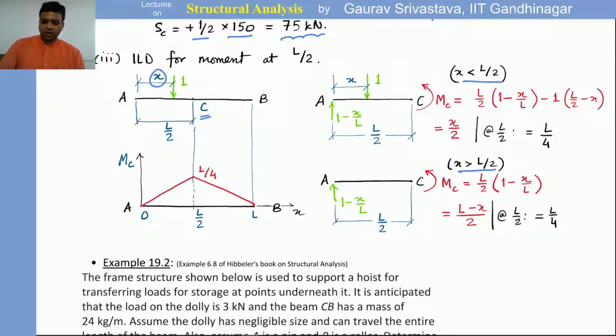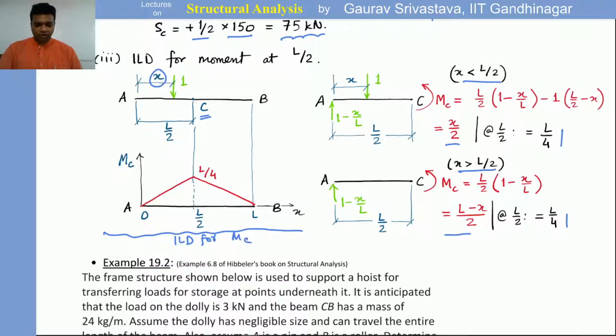Okay, and we get a certain expression for the moment, and we can also check what happens at L by 2, and then we can come up with the ILD for the moment at C. So bending moment at C. So that is the influence line diagram for that. Right? So the ordinate will give the bending moment at C with respect to the position of the unit load along the x-axis.